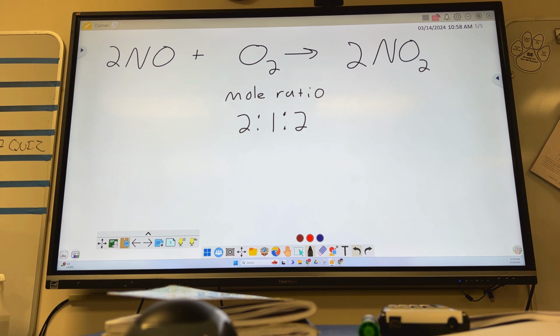So now let's look at number 1A. 2 moles of NO will react with how many moles of O2? 1. To produce how many moles of NO2? 2. How did you know that so quickly? Because it says up front. Yeah, that's just the ratio. That's the mole ratio. But now let's look at part B.